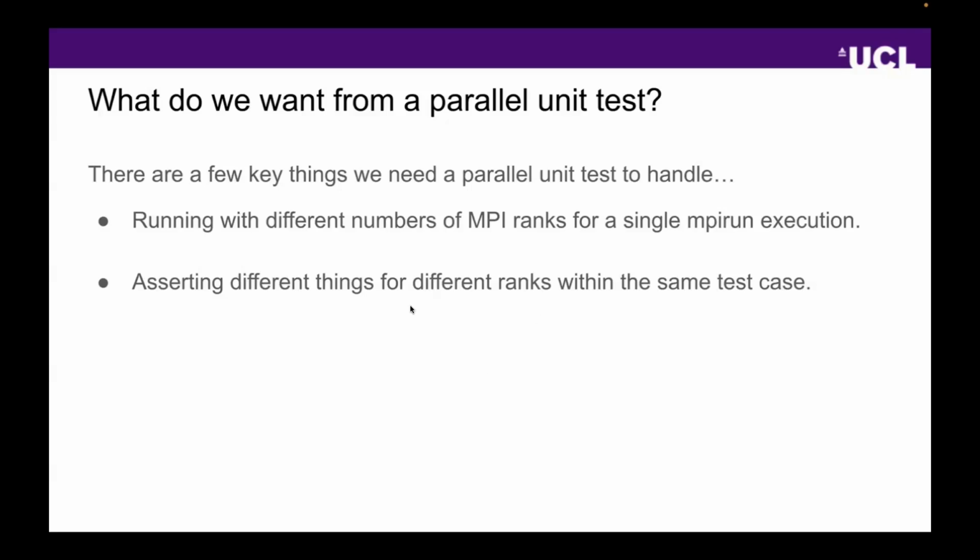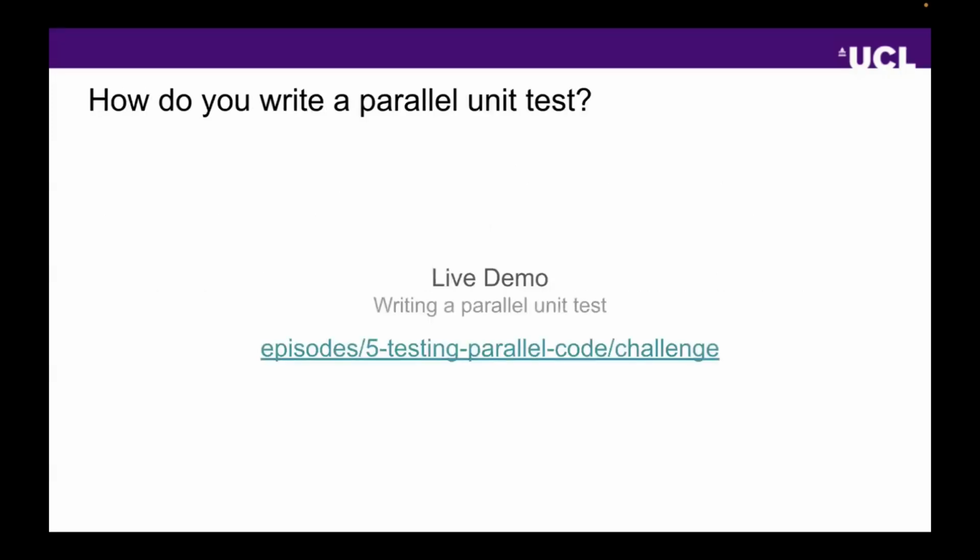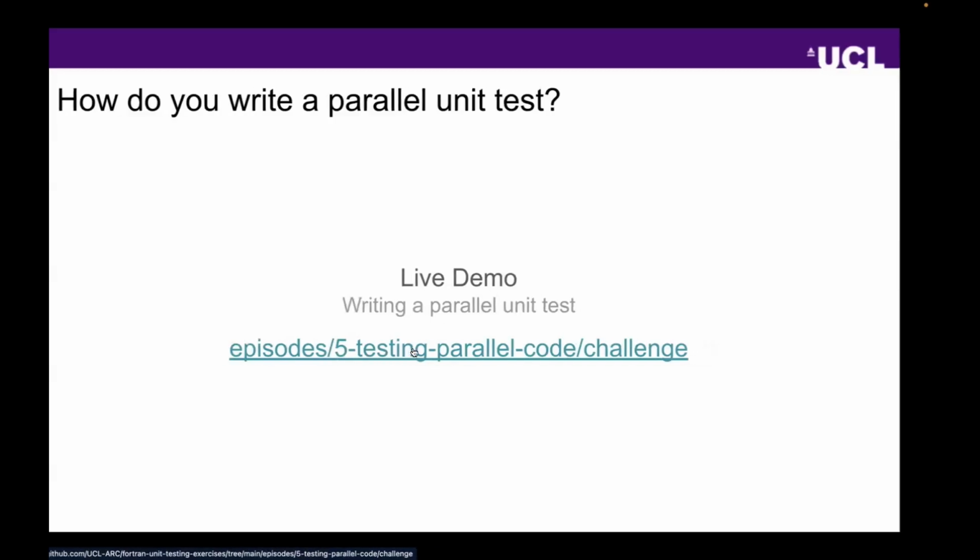And I want to also be able to assert different things on different ranks. So I may call a function, and I should get different outputs potentially for different ranks. So rank 0 might expect 1, rank 2 might expect 1,000 or whatever. But I need to be able to handle that, and pFUnit does allow that to be done. So we're going to look at another demo. This is the same repository, but I'm using episode 5 this time.